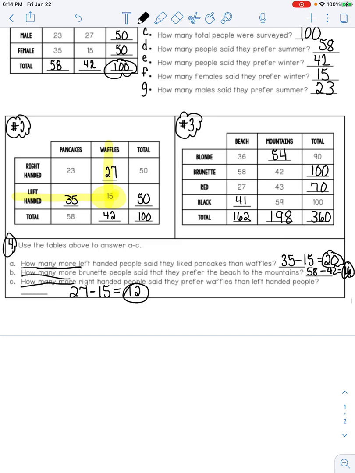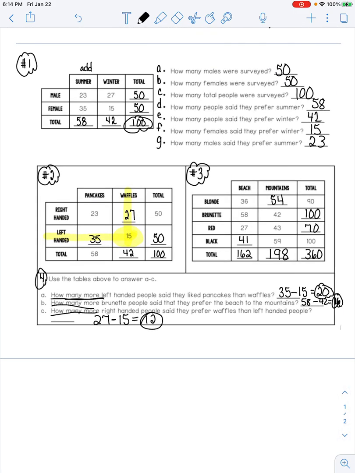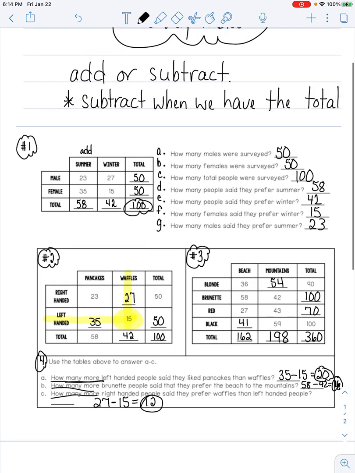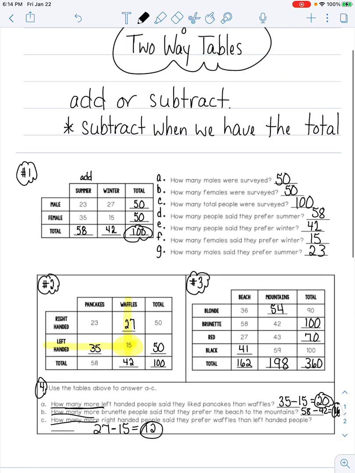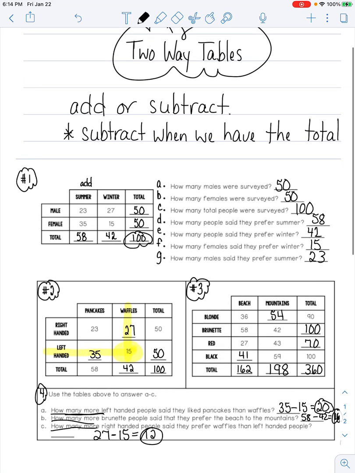So guys, this is how we complete a two-way table, adding or subtracting. Excuse me. And then this is how we use the table to answer questions.